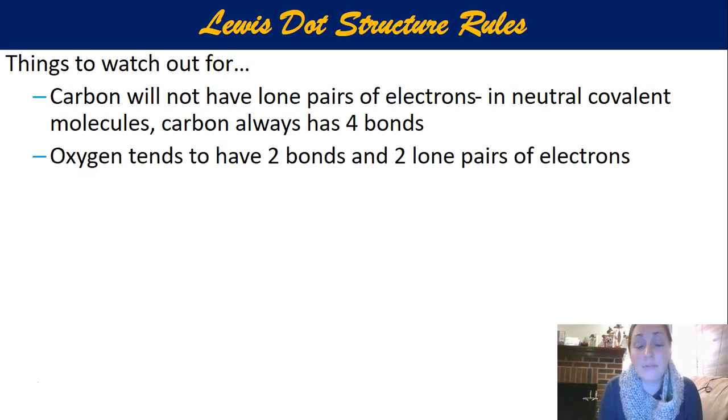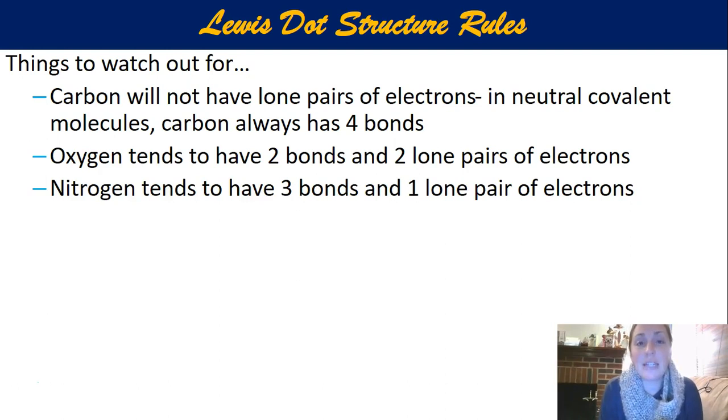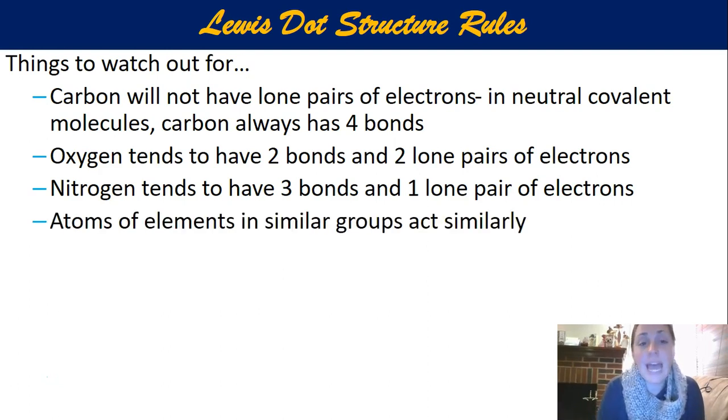Oxygen tends to have 2 bonds and 2 lone pairs of electrons. And nitrogen tends to have 3 bonds and 1 lone pair of electrons. Obviously, some of this stuff changes from time to time, but that's the general rule that you want to follow. And keep in mind, atoms of elements in similar groups are going to have similar properties. So sulfur is in the same group as oxygen. So sulfur will probably also have 2 bonds and 2 lone pairs because it acts a lot like oxygen does.